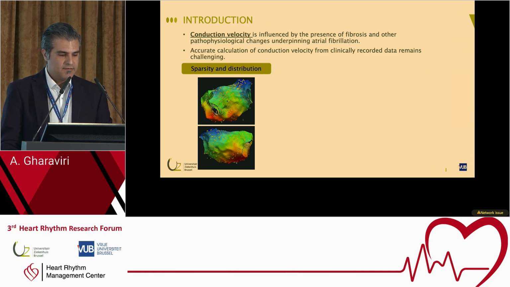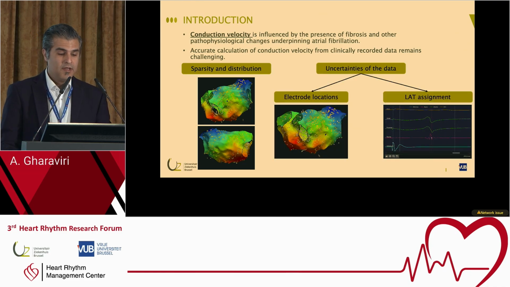We are not always lucky to get high resolution data. Sometimes in the region where you want to calculate the conduction velocity, your data is very sparse and the resolution is completely low. Here you see an example. Since we want to calculate the conduction velocity for a region, we need a subset of electrogram data. If you're not lucky in that region, you don't get enough information on how much you can rely on the conduction velocity you calculated. Also, there is a certain level of uncertainty in the data recorded in the clinic. For example, did your machine record the electrode locations in a very precise way?